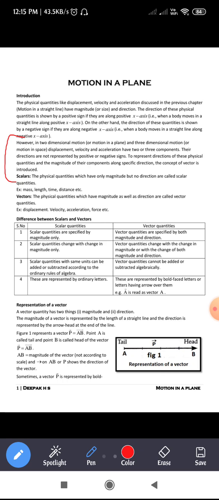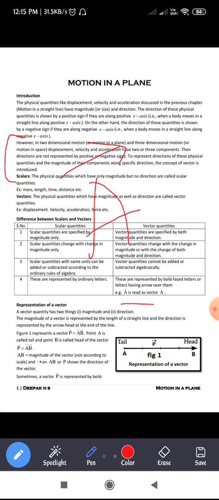Next, scalar quantities are represented by ordinary letters, whereas vectors are represented by bold-faced letters having an arrow over them. As you can see here, a vector is always represented by a capital letter followed by an arrow mark above it. The arrow denotes the direction. So this is regarding some of the basic differences between scalars and vectors.